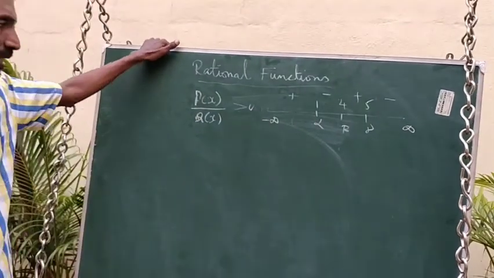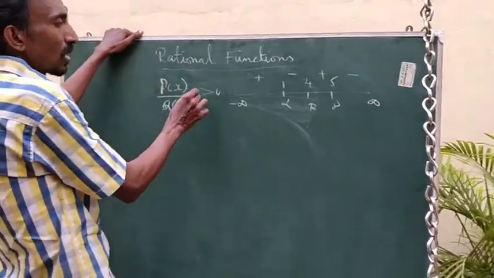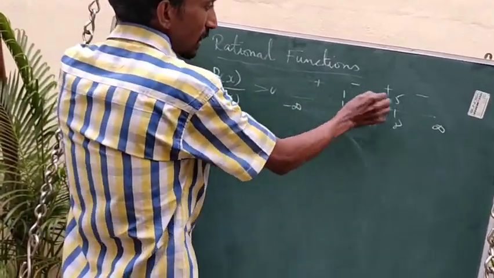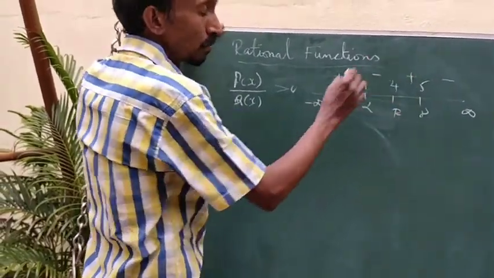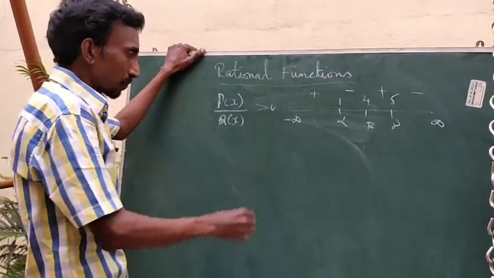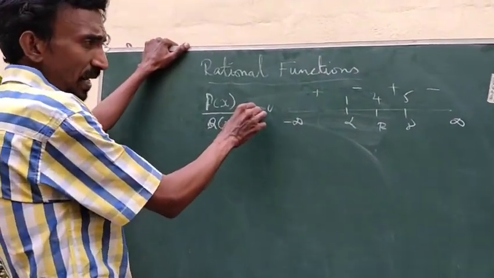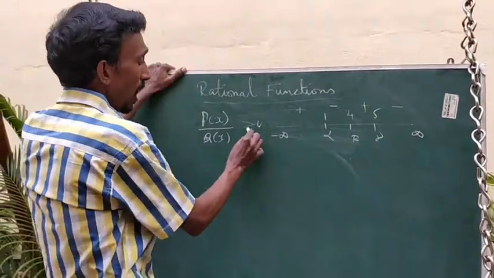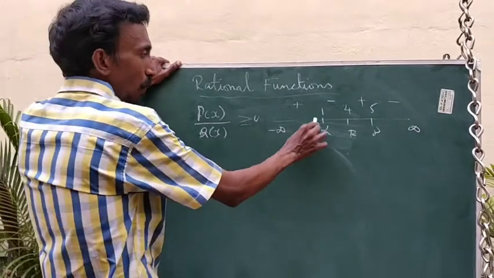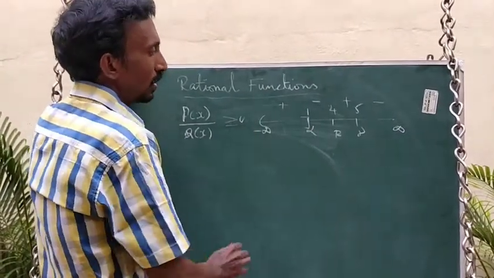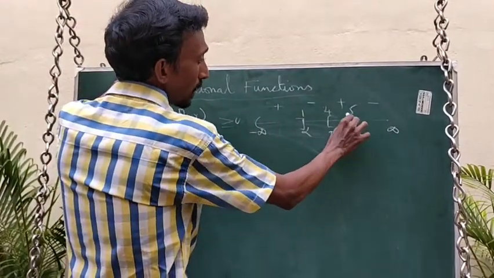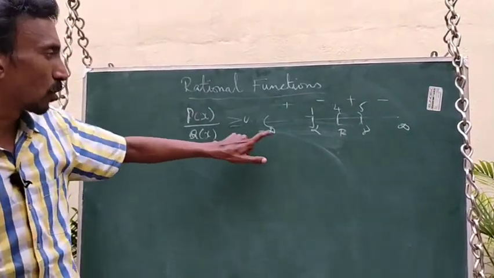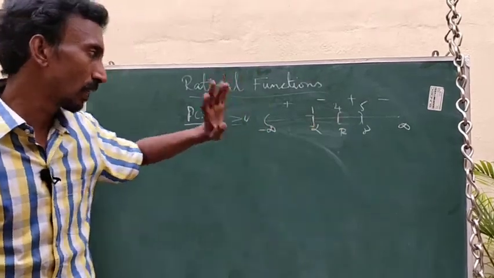Greater than 0 means the solution lies on the positive intervals. So we have to take the first interval union the third interval. If it is only greater than, we have to put open brackets; there is no need to include this alpha. Suppose the equal to sign is there, we have to include this alpha. Similarly, we have to include this beta. So x belongs to first interval union third interval.